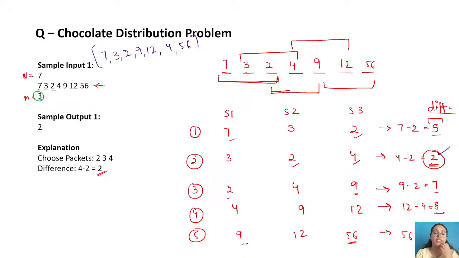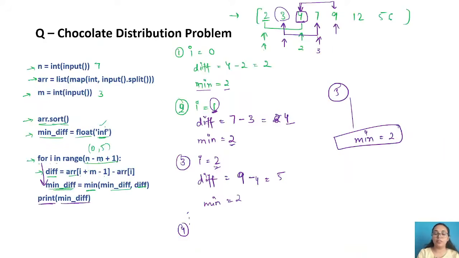Why did you take infinity? Do you remember the previous question? In the previous question I also explained the same logic, that for the minimum digit we took 9, and for the maximum digit we took 0. Why did we do that?